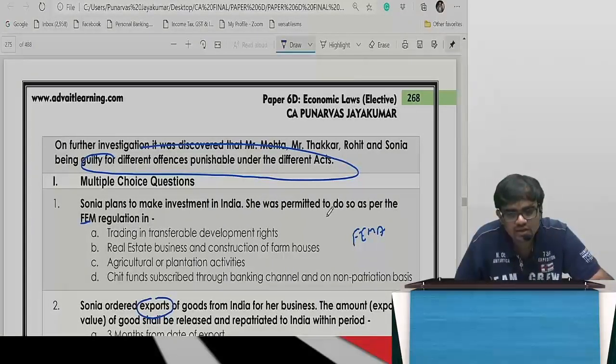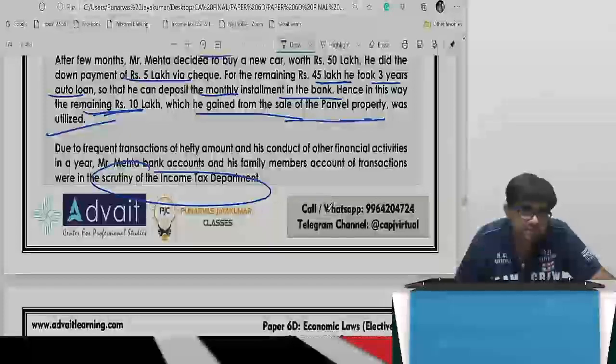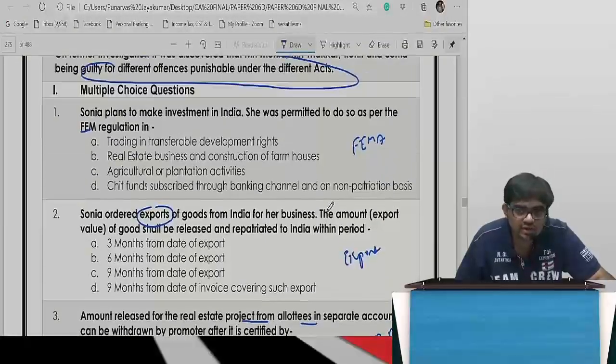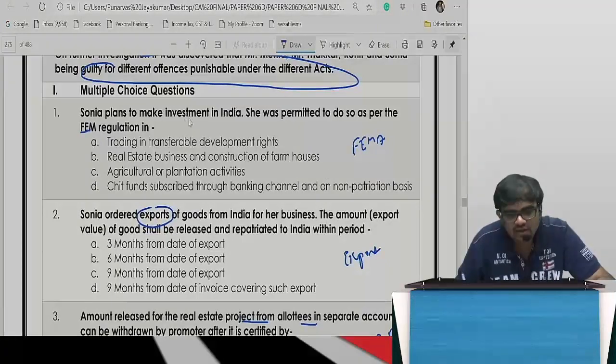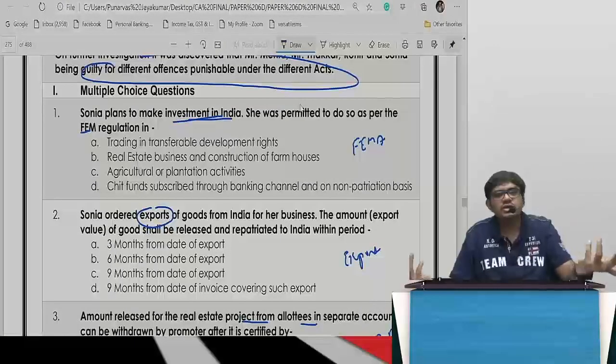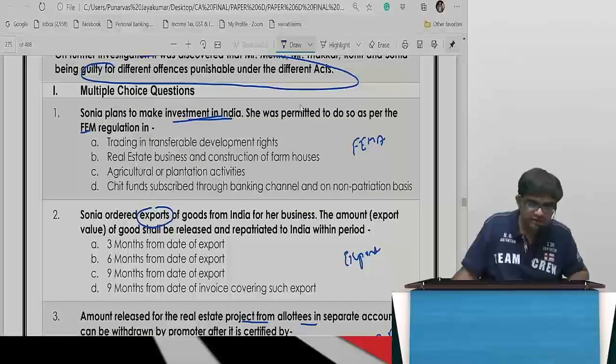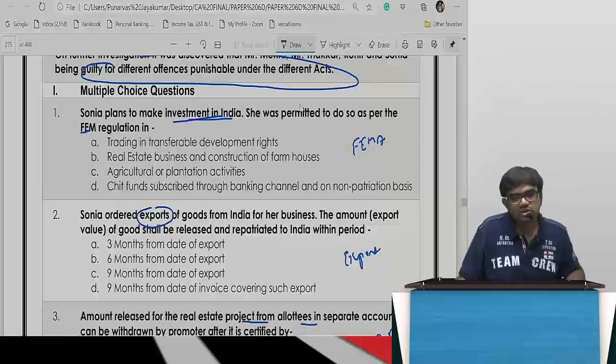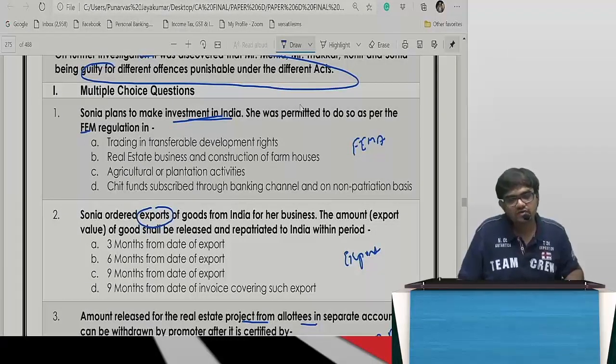So now let's see. The question is so nice, but the questions that follow you can do on your own, right? Sonia plans to make investment in India. It is a random question, as Sonia making investment in India was not there in the main question. That's how they do it. She was permitted to do so as per the FEMA regulation.